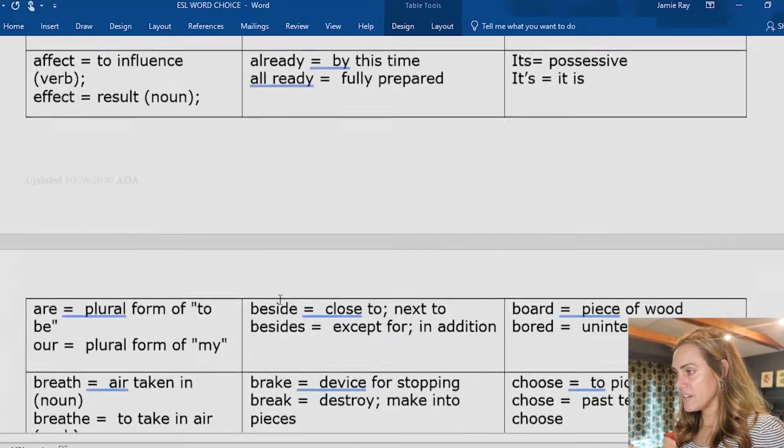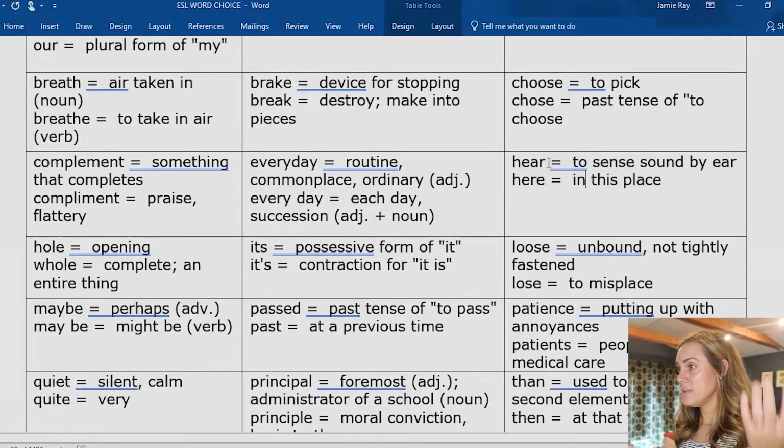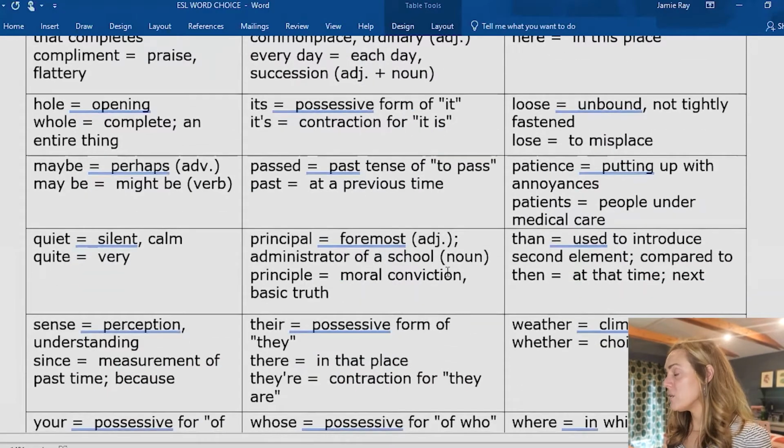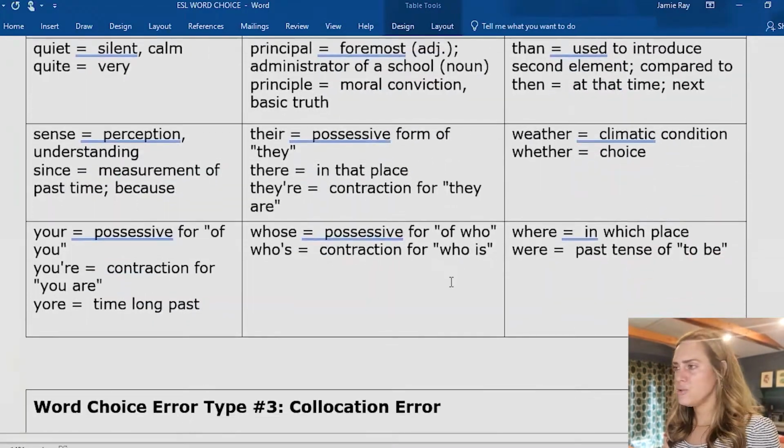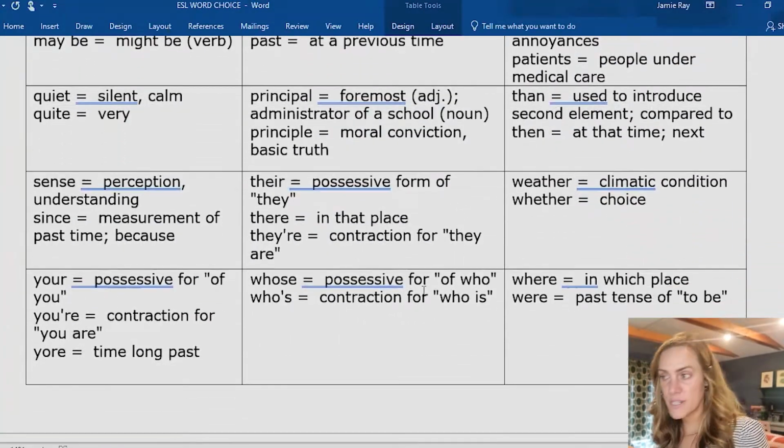Okay, I'm going to go down here. Look at this, here and hear, right? One means to hear, it's a verb, to receive sound, and one means location, right here, okay? So I recommend going through, Googling, YouTubing, looking up commonly confused words or commonly misspelled words.